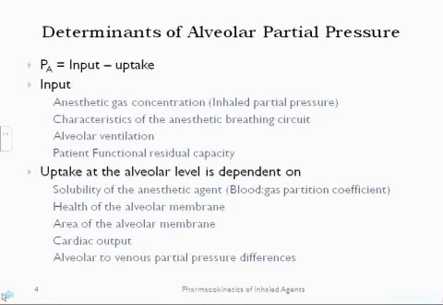You can also have differences in characteristics of the anesthetic breathing circuit. Okay, if you have a lot of problems with dead space in the circuit, then you actually are causing issues with the anesthetic uptake. The alveolar ventilation is always critically important. If you're moving gas into the dead space, it's not going to work. You really need to get gas into the alveoli for it to be effective. And the patient's functional residual capacity is also very clearly important.